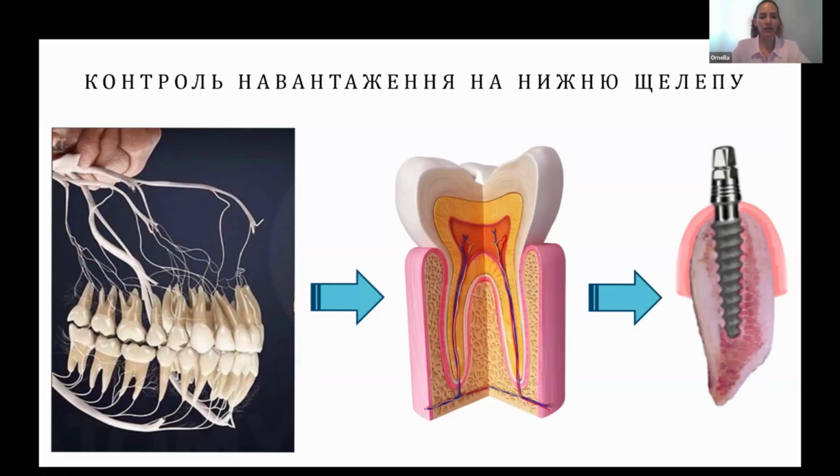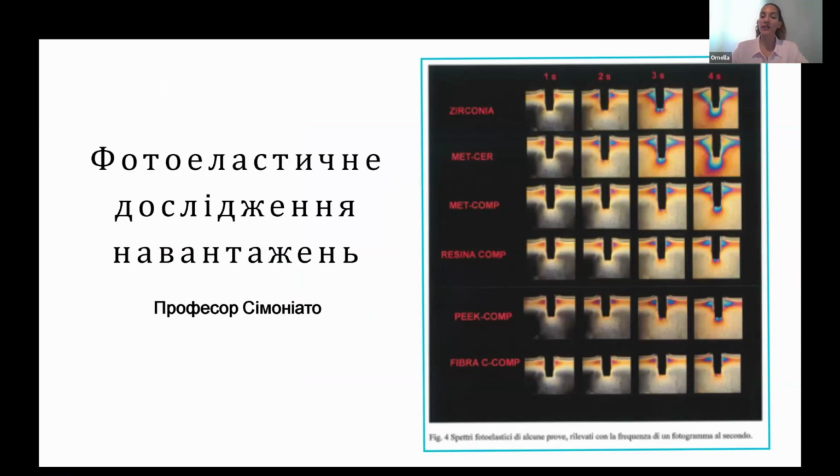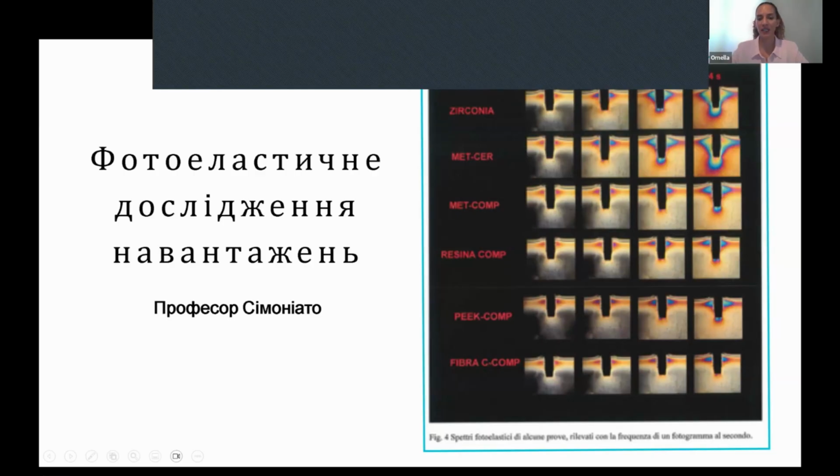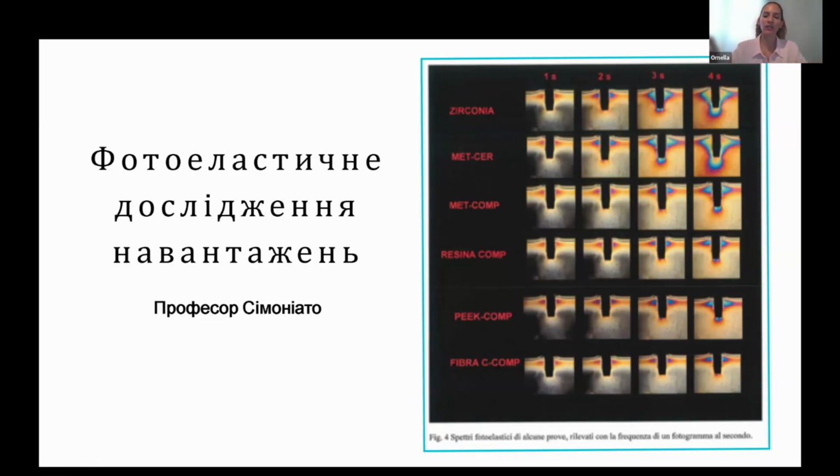So here is a study, a photoelastic study, that is very interesting because you can see how different materials behave. In 4 seconds of a compressive force, we can see that when we use hard materials like zirconia or metal ceramic, the implant absorbs all the loads it is receiving. Why? Because the material that I use to rehabilitate my patient is very hard, so it transfers the force directly to the cortical of the implant.